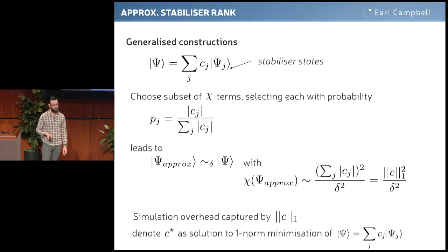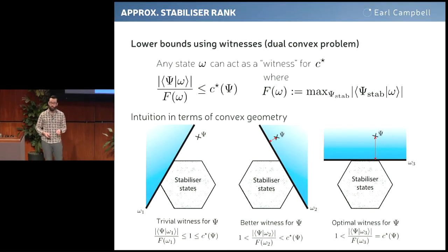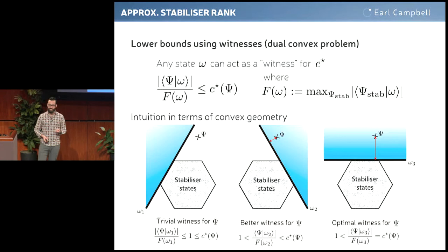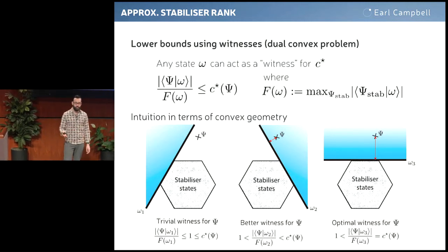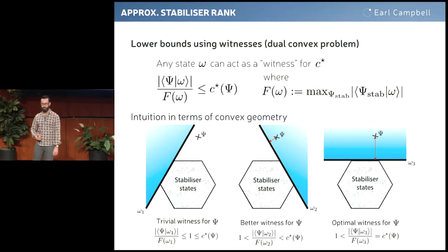So this actually turns out to be, again, a convex or linear program. And we'll denote the solution of such a problem by c star. So that's just the smallest possible value that you could hope for a given state. And unlike with stabilizer rank, where we knew very little, we actually know quite a lot about this quantity c star. So we can give a lot of lower bounds on what it has to be. As is often the case with a convex optimization problem, you have what's called the primal problem, the original problem that you had. But then you also have a dual problem. And the dual problem is also something that you can fairly easily solve. And it gives you a lower bound on the original problem.